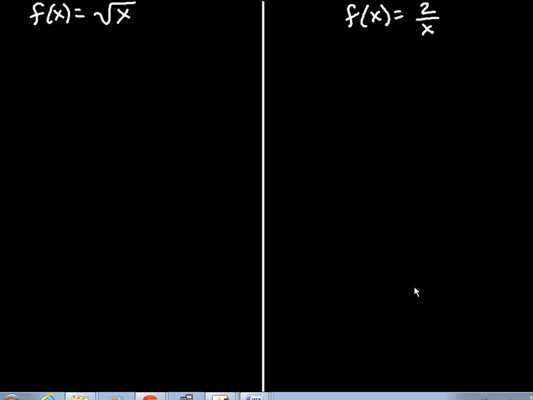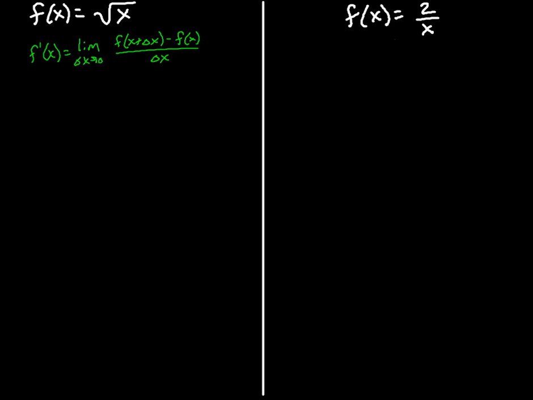Here is how to do the definition of a derivative with radicals and with fractions, and it's very similar to what we did with limits in earlier lessons. So remember, when we find a derivative, we're using this formula right here, f of x plus delta x minus f of x all over delta x, and we want the limit as that goes to 0.